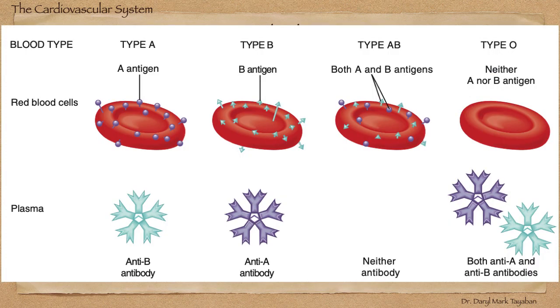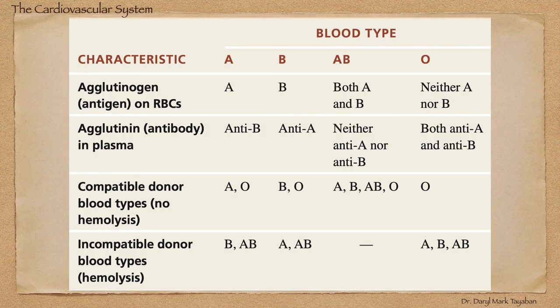So, in this example, you can see that if you have blood type A, you move to the next column and check the compatible donor blood. You can be given blood type A or O. Okay? If your blood type is A, you're incompatible with B and AB. I'll try to explain that later.